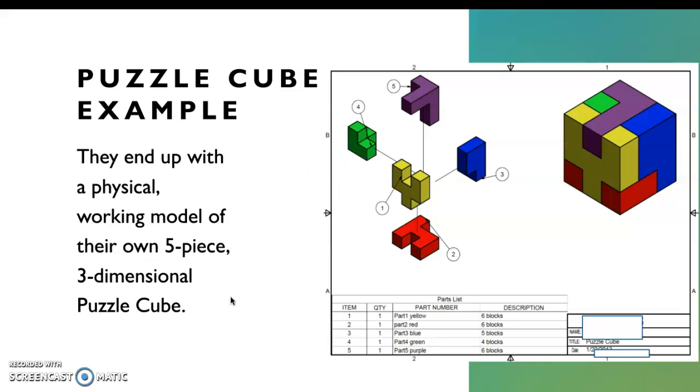So, with my particular lesson in mind, that's the end goal. They end up with a physical working model of their own 5-piece, 3-dimensional puzzle cube, each student designing an individual piece, collaborating together so that those pieces fit together to create a puzzle cube that they can then print out with the 3D printer and have an actual physical model of their work.